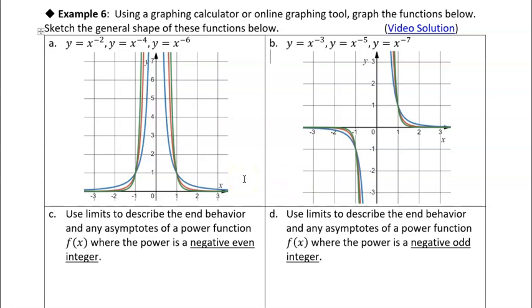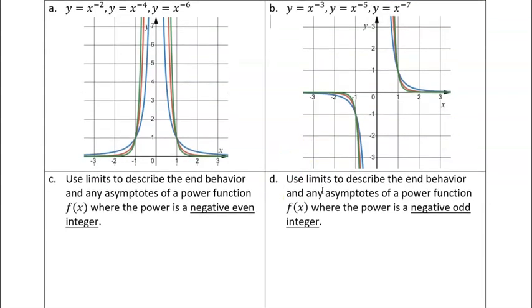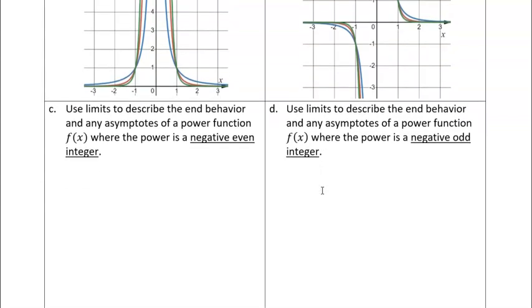So let's describe that end behavior. You can also see that they have the same asymptote. In the middle there, they've got an asymptote at x equals 0, a vertical asymptote. So let's go ahead and describe the end behavior for these functions.